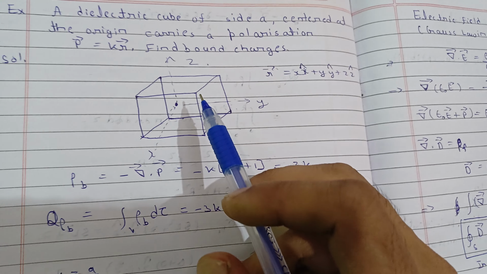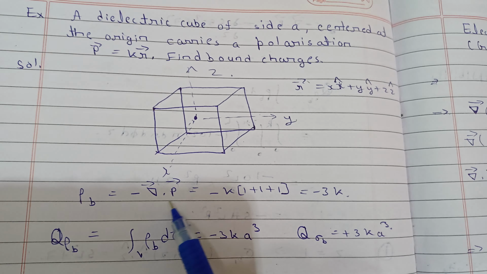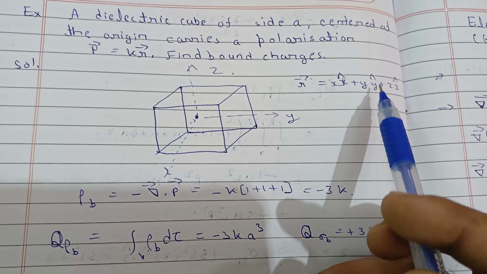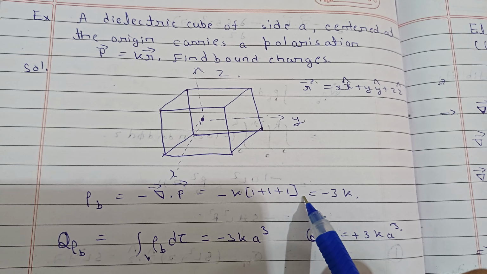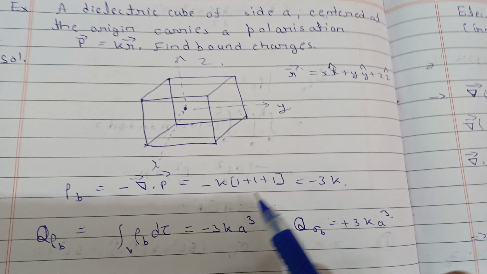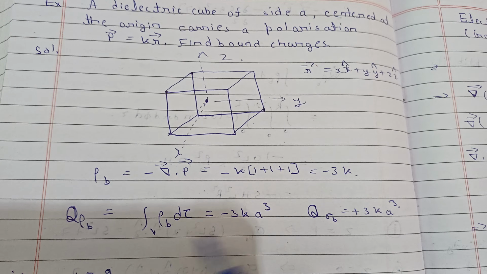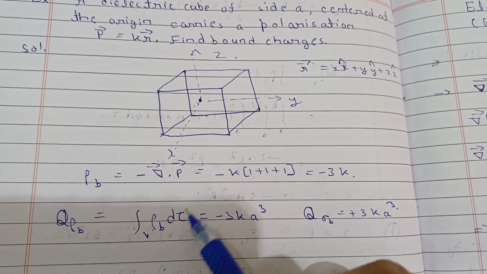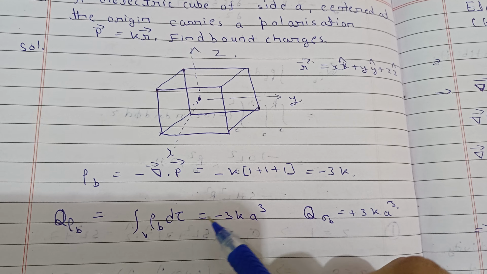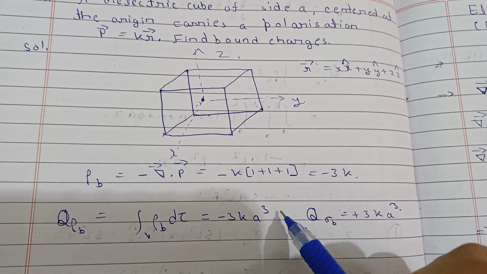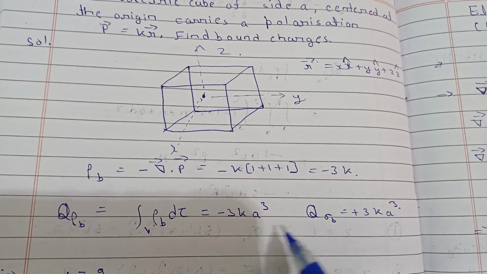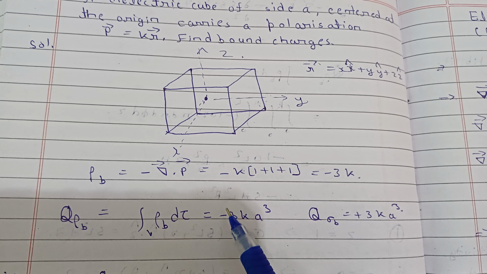So we know the volume bound charge density will be minus del dot P, and P is nothing but K r, and in place of r we will write x, y and z. It will give you 1, 1, 1 after taking the divergence. So this will be minus 3k. Now you have the volume bound charge density, so you can find the total volume bound charge. That will be rho b d tau, where dx dy dz is your volume element. This will give you a cube, so minus 3k a cube. This is your volume bound charge.